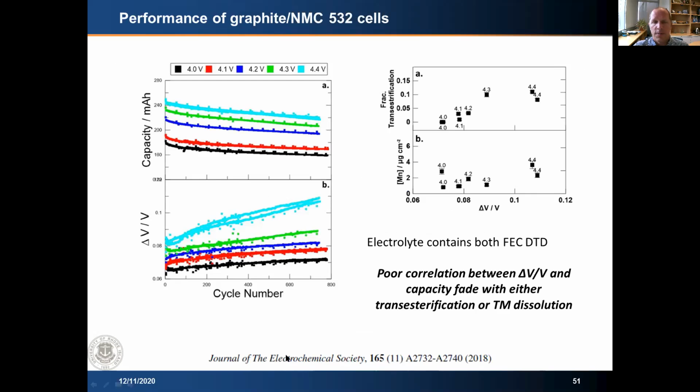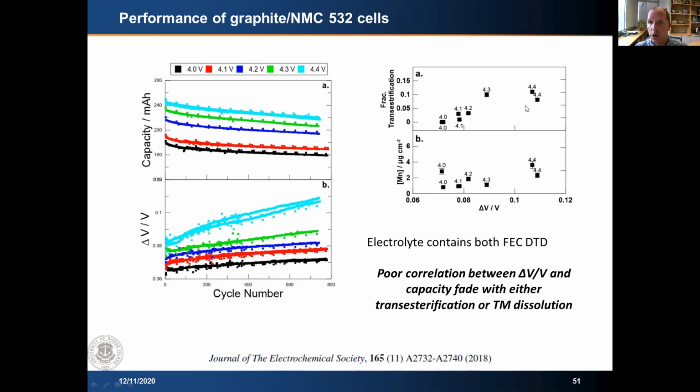Once again, these difficulties in correlating things have also been previously reported by Jeff Dahn and coworkers. In this case, these electrolytes, which contain both FEC and DTD, which is a sulfur-based additive, what they observed was that there was a very poor correlation between the dV/dQ, which is the change in voltage with capacity, and also the capacity fade here, with either the transesterification reactions or also the transition metal dissolution.